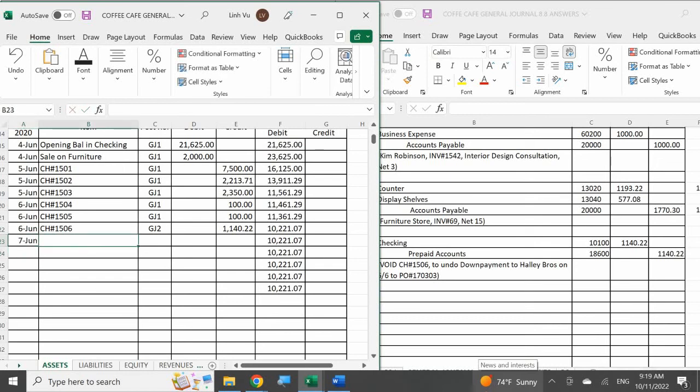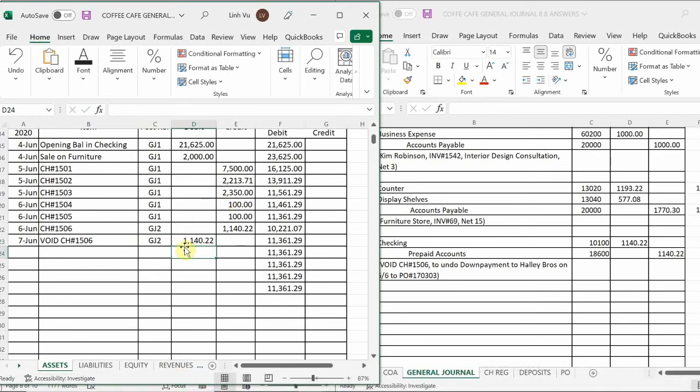So in this case, I'm going to put right here that I voided check number 1506. Okay? And that's going to reverse the money back into my checking account for that $11.40 and 22 cents. And therefore, that should put the money back in there and make it become $11,361.29. Okay?